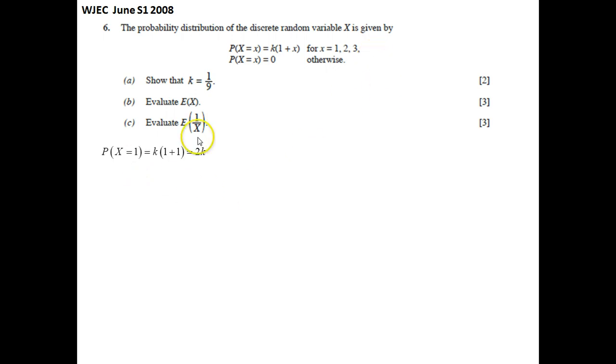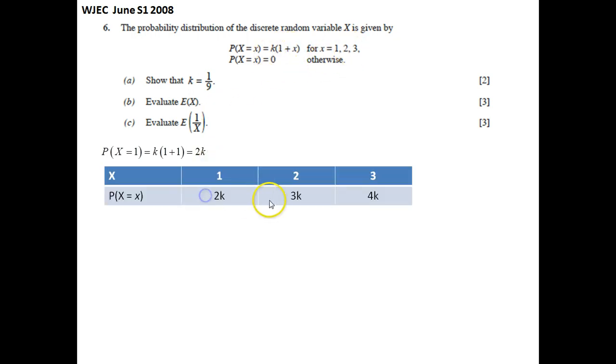So if x is 1, our probability for x is 1 would be 2k. Similarly, for x is 2, we've got 2 and 1, 3k. And for x is 3, we've got 3 and 1, which is 4k. Now you know that this adds up to 1. So if I add these up and sum them to 1, I get that 9k is equal to 1, so k must be 1/9.